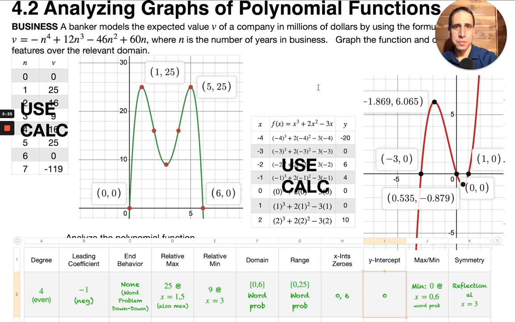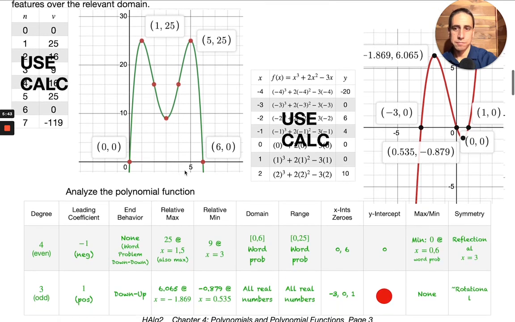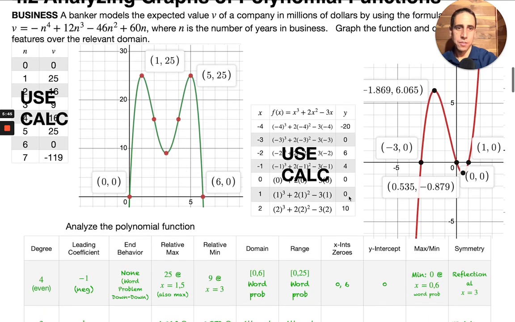And there is some symmetry here. There is some symmetry at x equals 3. It has reflectional symmetry. This left half and this right half will fold over on each other. The mirror would be the line x equals 3. So it's reflectional symmetry. Let's take a look at this next one right here.